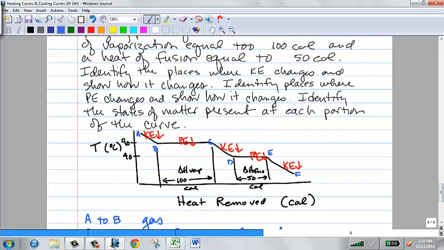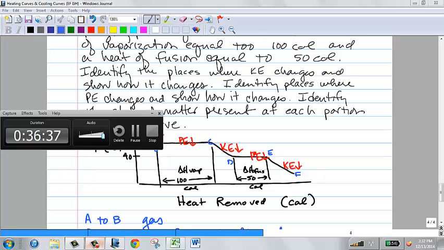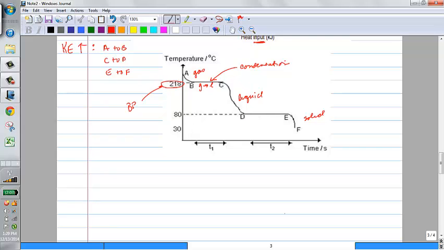That's it. Very good. And I can read the boiling point from the graph, 218. Could we call that the condensation point? Sure. It's typically called the boiling point, though. And then from D to E, we have liquid changing to solid. That's freezing.